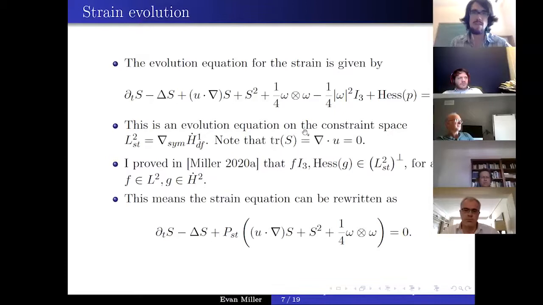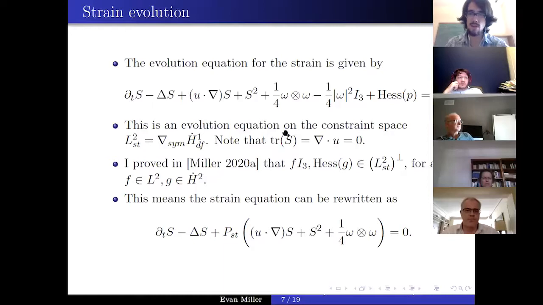So the evolution equation for the strain is a bit more complicated. We still have a viscous dissipation term. We have an advection term. We have a quadratic nonlinear that's like S squared, and we have a quadratic nonlinear that's like omega squared, like omega tensor omega. And then we have two terms that are actually in the orthogonal complement. We have minus 1/4 omega squared times the identity matrix, and we have plus the Hessian of pressure.